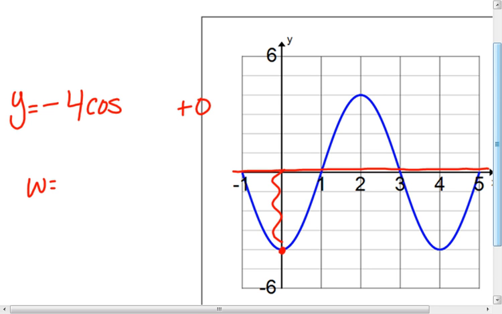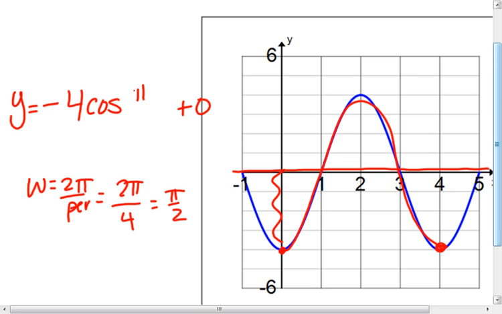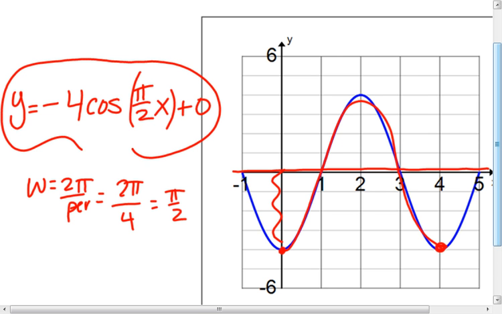And then I get my w by doing 2 pi over my period, which in this case is 2 pi over, your cycle starts to repeat itself right here, so 2 pi over 4, which will be pi over 2. And that is the equation for this graph.